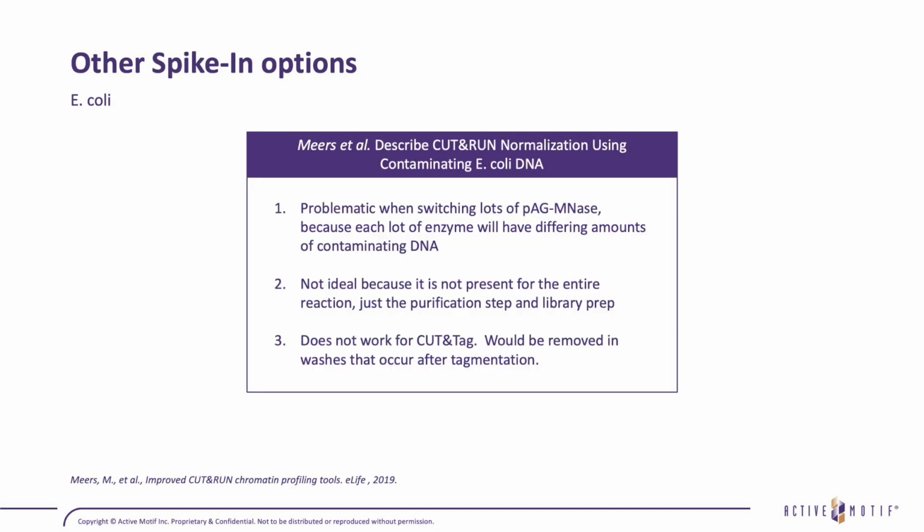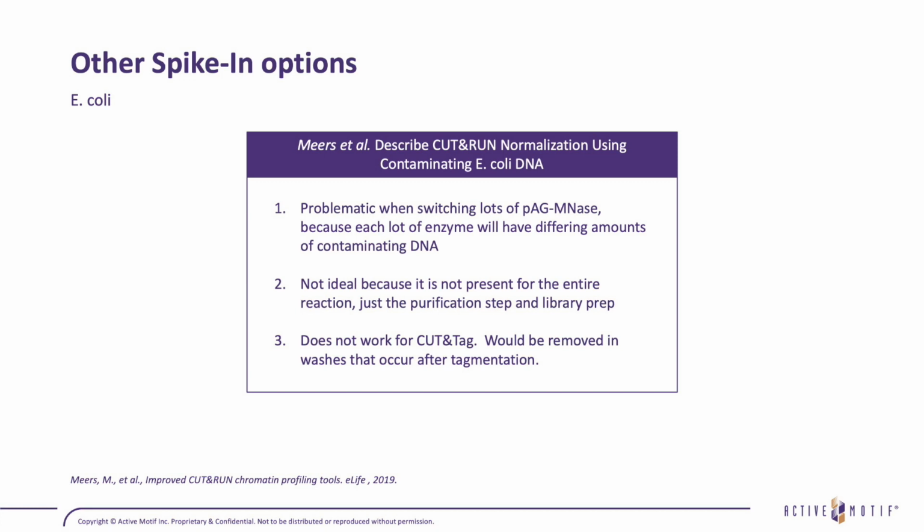And before I close, I just also wanted to comment on other available normalization methods. There are other groups that have done normalization in CUT&Tag and CUT&RUN. In particular, for CUT&RUN, the original publication showed that there is contaminating DNA in the Tn5 MNase preparations, and that contaminating DNA is carried through the assay, and it can be used as a normalization. And I would just want to caution against doing that.